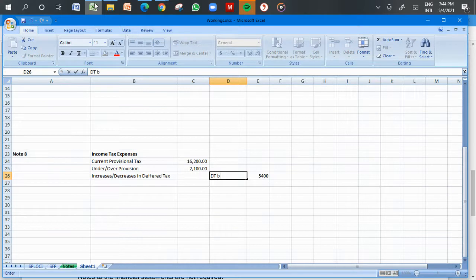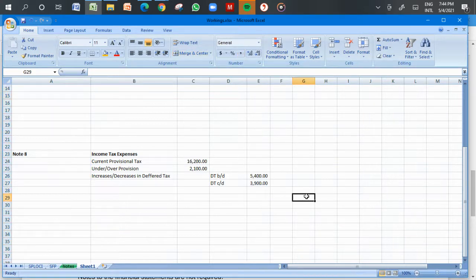Then we have deferred tax CD. We want to calculate deferred tax CD. So we say it's 13 million multiplied by our tax rate of 0.3, which is 3.9. Then the difference, it is a decrease because last year we ended up with a deferred tax liability of 5.4. Then this year we are ending up with deferred tax of 3.9. So the difference, because it's a decrease, will reduce our income tax expense for this year.